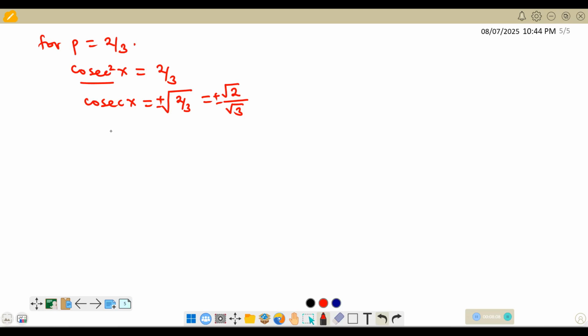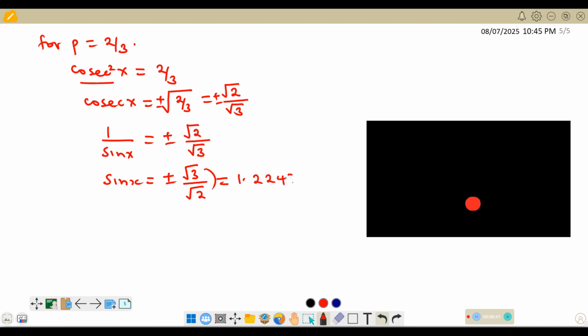So for that case, we shall have 1 upon sine of x, which is the same as plus or minus square root of 2 upon square root of 3. When you take the reciprocal, it means sine of x is actually the same as plus or minus square root of 3 out of square root of 2. But you realize that when you take square root of 3 divided by square root of 2, you will get a value which is approximately equal to 1.22474, like that.